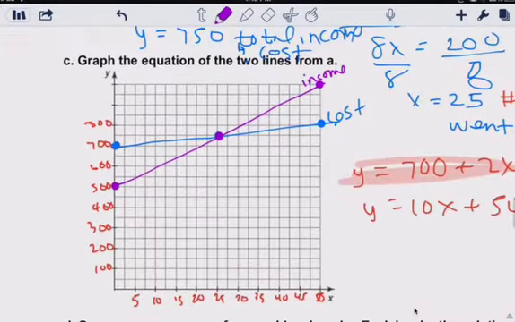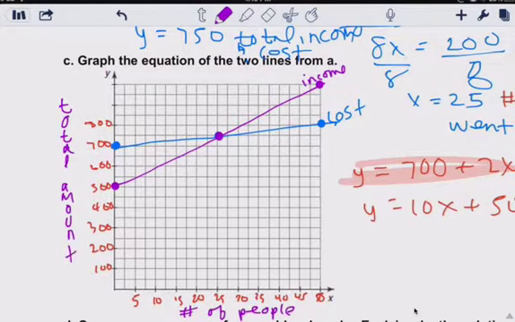Alright, we forgot. This is the number of people that attended the ball game. And this is the total amount of money in dollars. Okay?